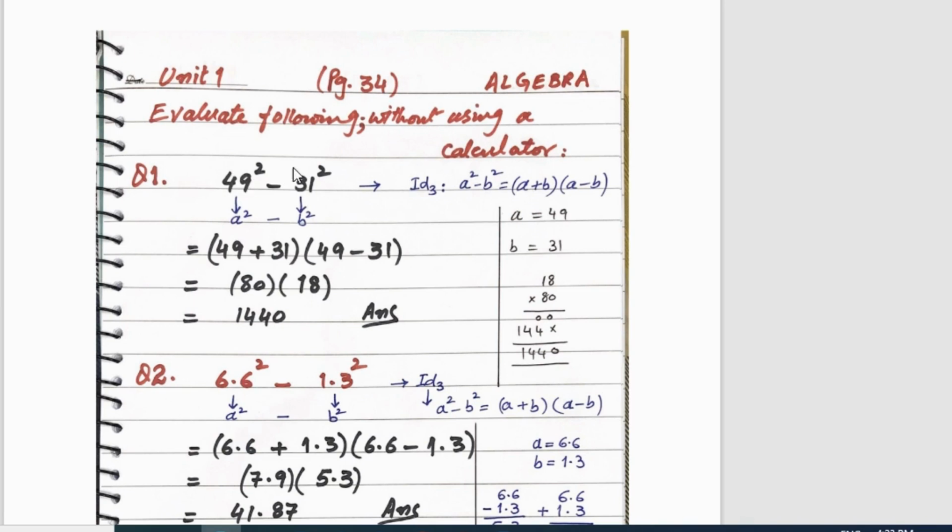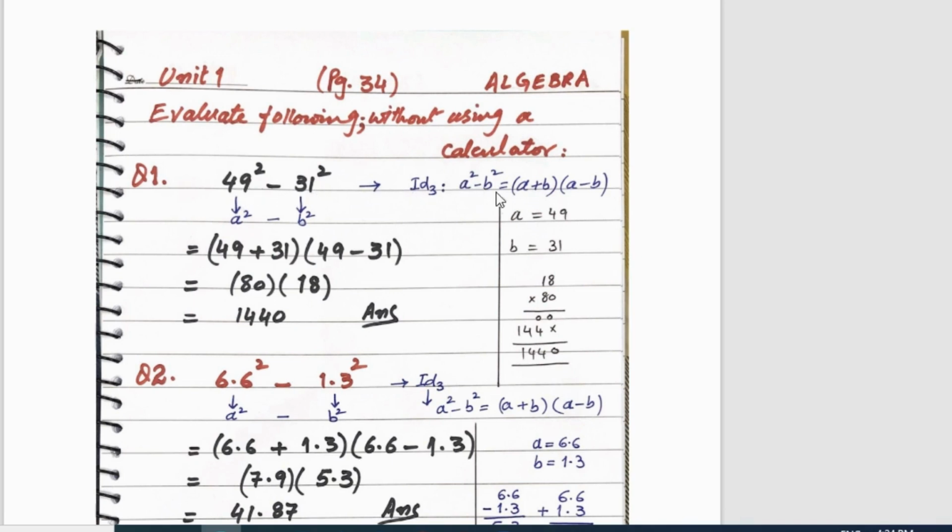Now here you have two squares with a negative sign, which resembles the formula, the third ID, difference of two squares. Minus means difference. Minus sign always shows in algebra the difference of two things. These are two squares, so we have the difference of two squares. When we have difference of two squares, ID3 comes to our mind, which is a square minus b square. If 49 is a and 31 is b, then it is a square minus b square.